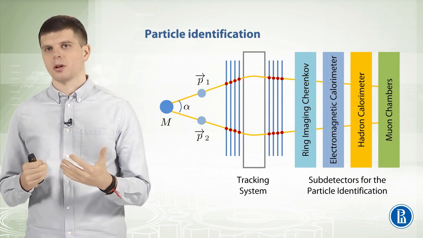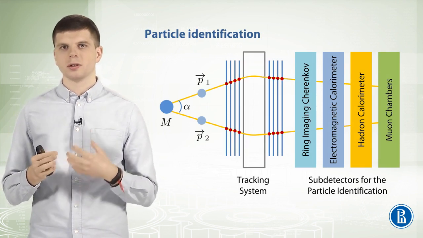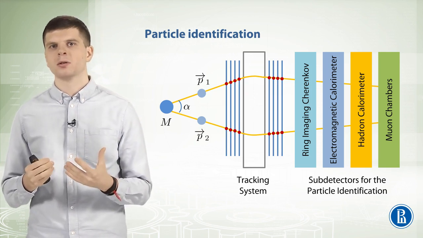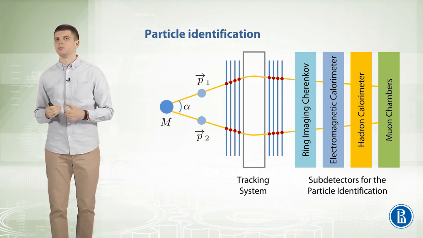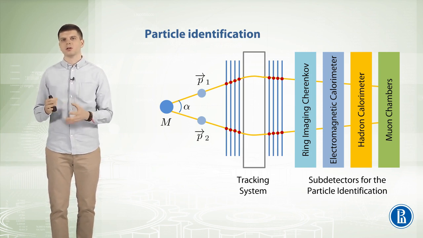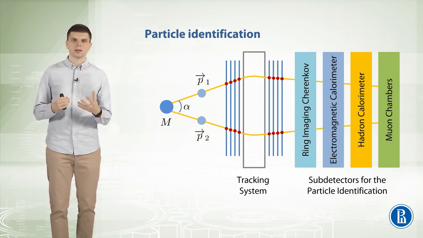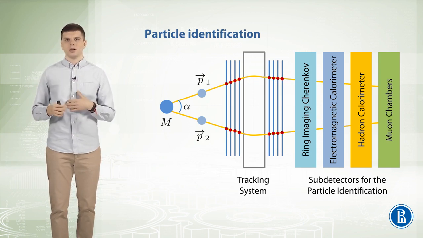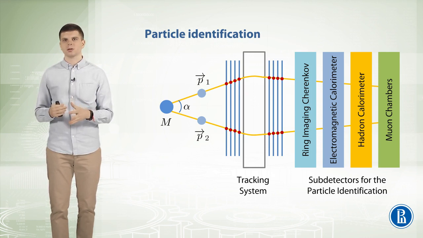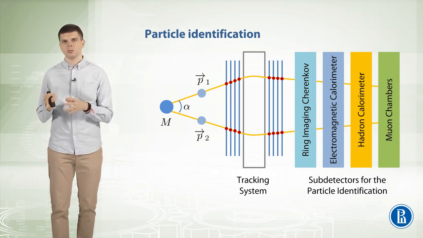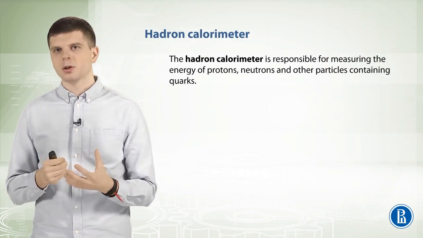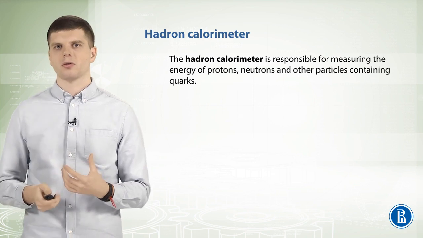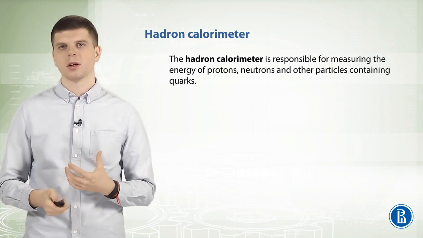Now let's talk about the hadron calorimeter. As was said at the beginning of this video, the electromagnetic calorimeter stops electrons and photons. Other particles fly further to the hadron calorimeter, and the hadron calorimeter stops protons, neutrons and other particles containing quarks. In high-energy physics experiments, the hadron calorimeter stands after the electromagnetic calorimeter. There are only muon chambers after the hadron calorimeter, because muons pass through all detector systems. The hadron calorimeter is responsible for measuring the energy of protons, neutrons and other particles containing quarks.